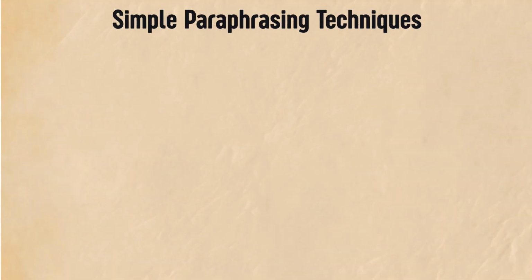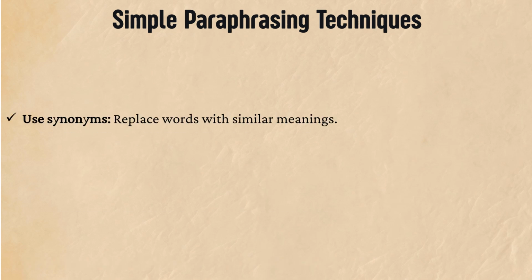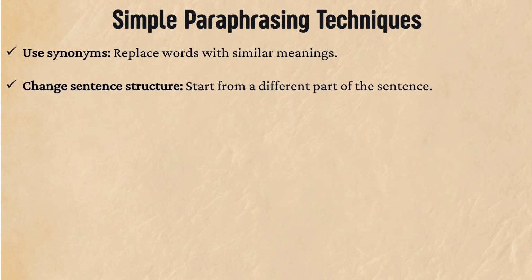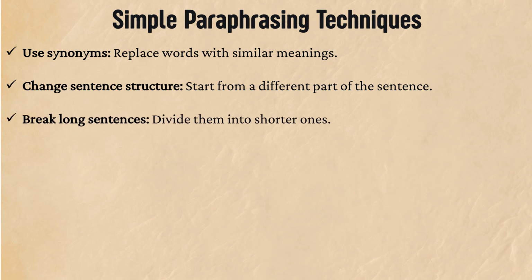Now we'll move on to simple paraphrasing techniques. Here are some simple techniques for paraphrasing. You can use synonyms, meaning you can replace the words in the original text with words that have a similar meaning. You can also change sentence structure. You can start from a different part of the sentence. You can break long sentences and divide them into shorter ones.